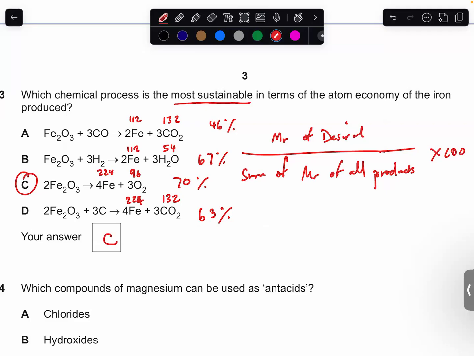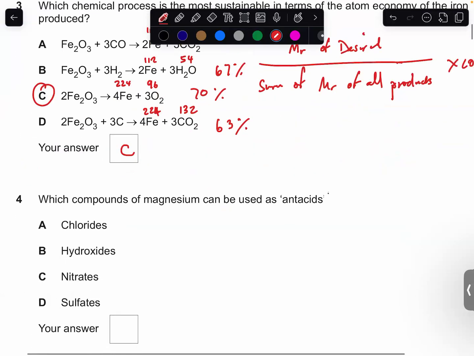Most sustainable means that there's the least amount of waste product, based on its molar mass as a percentage.